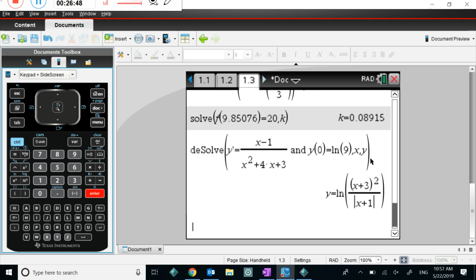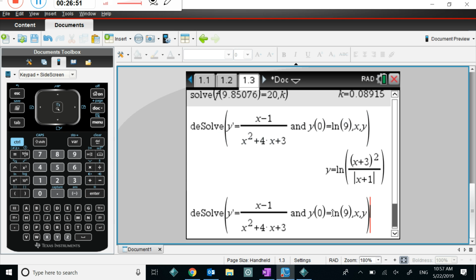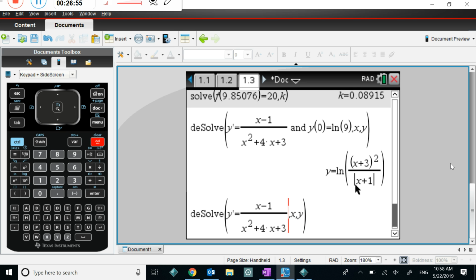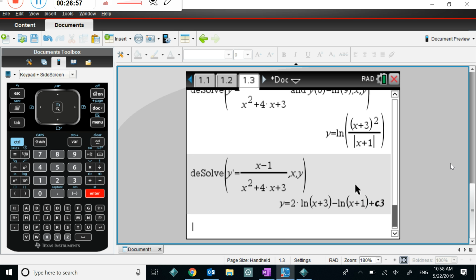I'll show you what will happen if you don't have the initial condition. If you don't have the initial condition, just type whatever and then don't have the space, just comma x, comma y. You will have something in general, and C3 is the C value, and you just need to substitute or keep the C there, like in your answer. In this case, it has already solved the C for you, so you have the C.